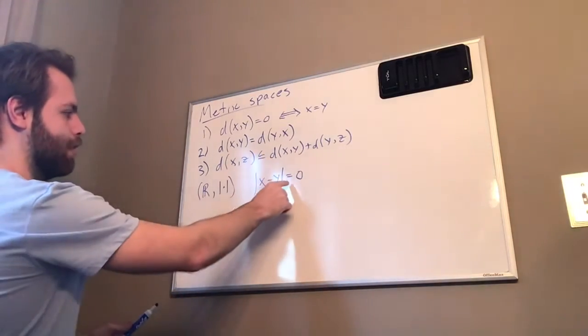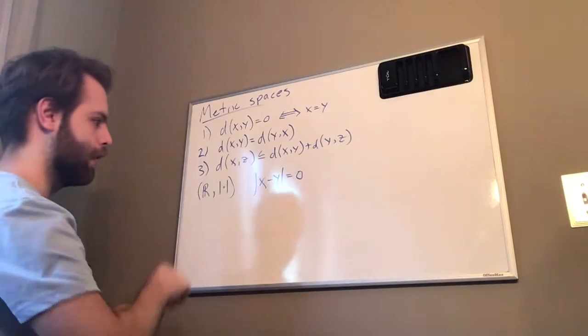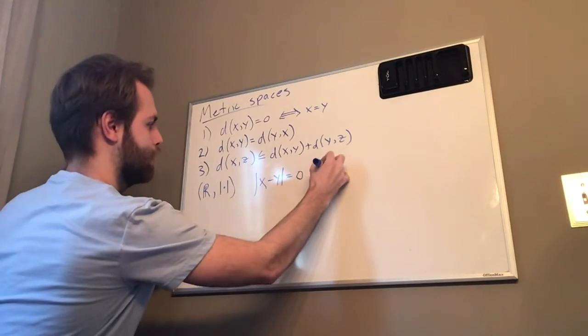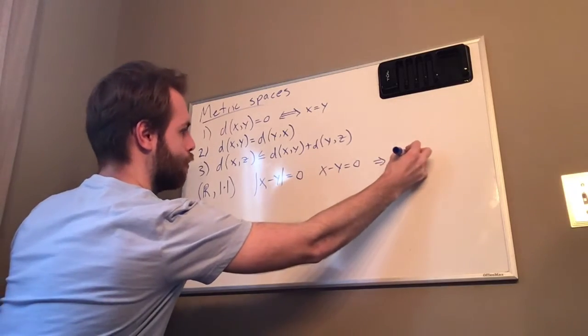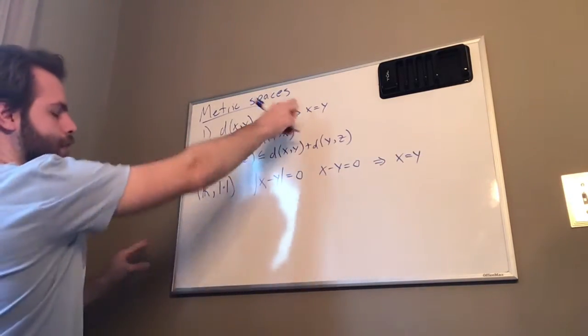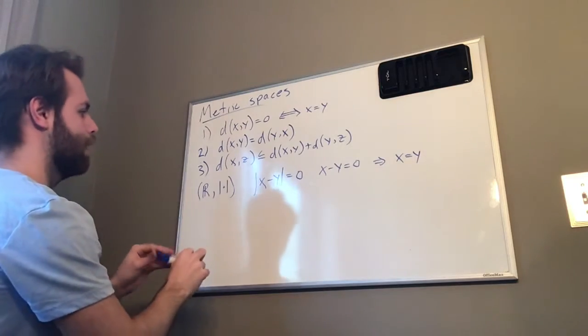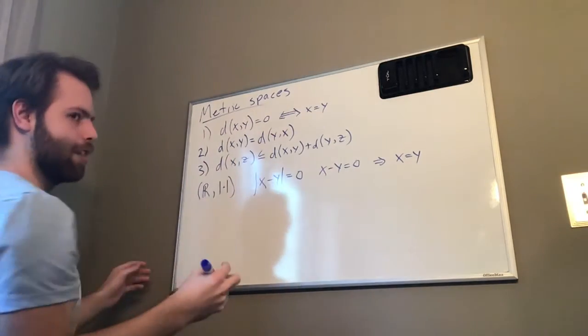Then this side is 0, so I can get rid of my absolute value. So I could say x minus y is equal to 0, which implies x is equal to y. So I get that side. Makes sense. And then the other way is actually pretty easy.